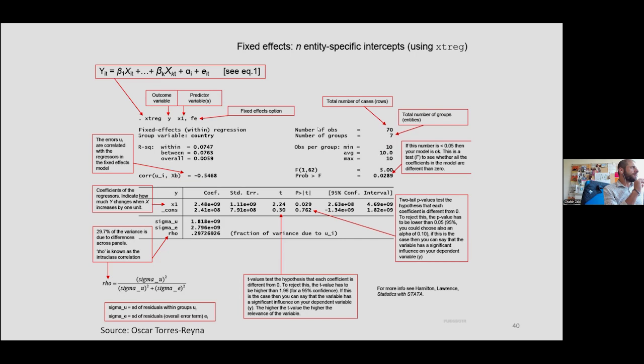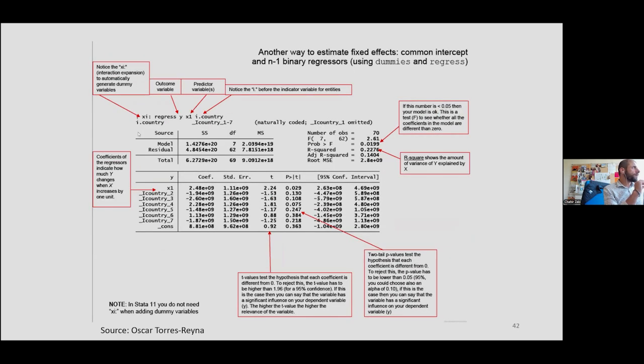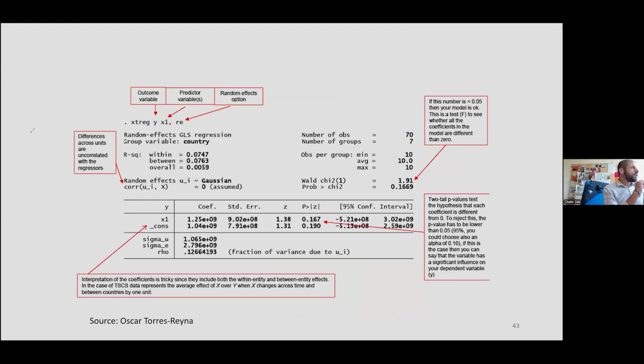But if you look at the random effects model here, you will see that it's the GLS regression, as we said in the beginning. Then the correlation between U and X is assumed to be equal to 0, right? And this is an important point in the random effects model. So that's why at the end of the day, the random effects model is a GLS, but the fixed effects is a least square dummy variable model.